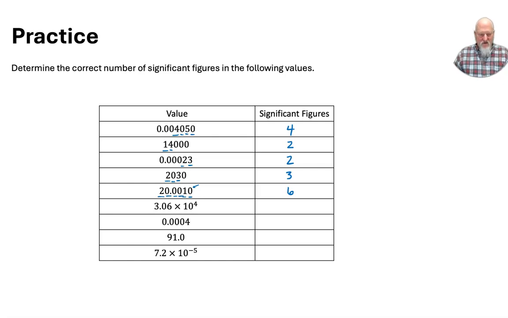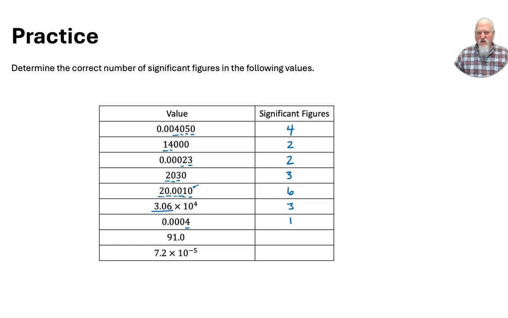Scientific notation. We said that in scientific notation, all the numbers in the front, all the decimal piece, are significant. So this is going to be 3. 0.0004. The 4 is significant. What about those? Those are leading zeros. They are never significant. That has 1.